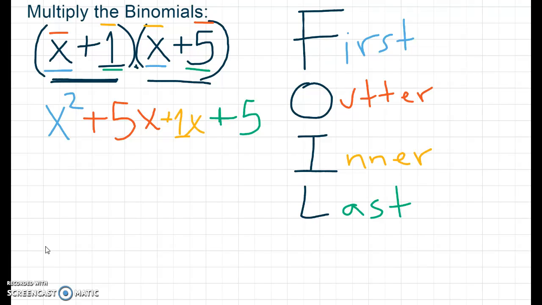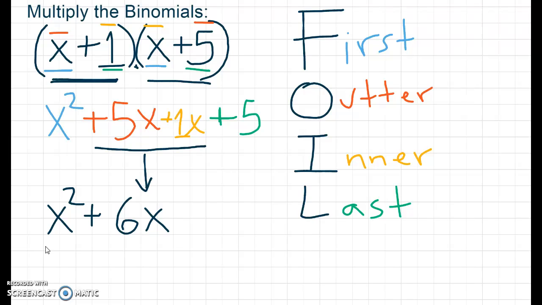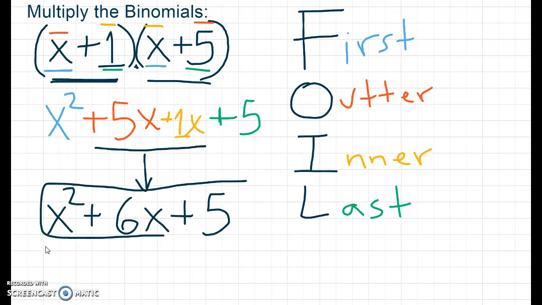One more thing that we need to do here is check if we can combine like terms. We can see that 5x and 1x are like terms, and they give us 6x. So this takes us to our final answer, which is x squared plus 6x plus 5. That is how you multiply two binomials.